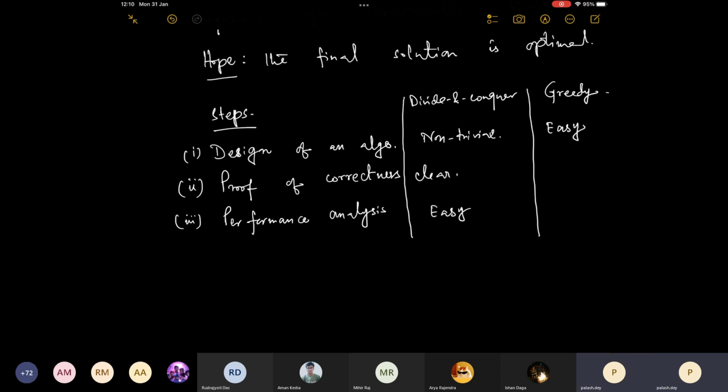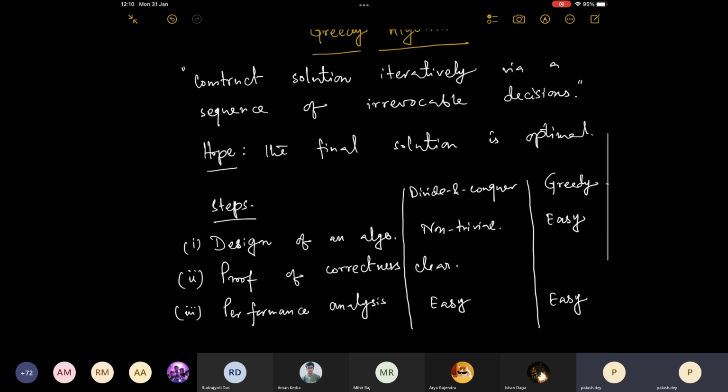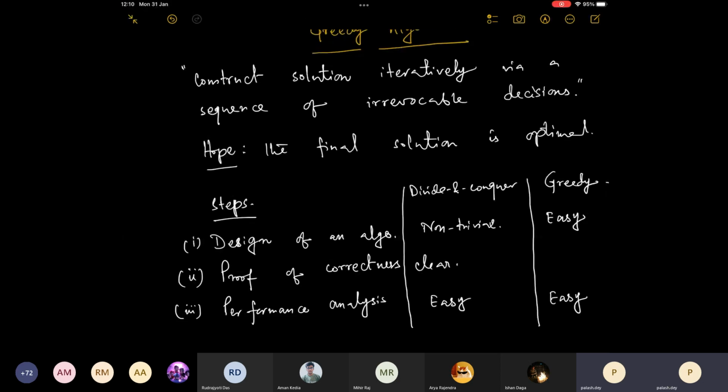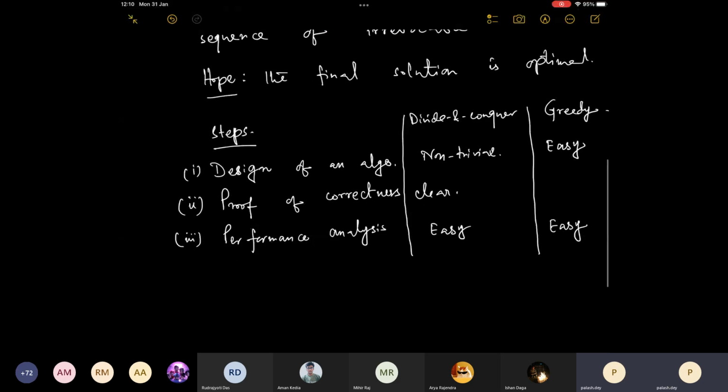Performance analysis is typically very easy. It's an iterative algorithm, and so you need to study the runtime of the for loop or while loop. The only non-triviality is the proof of correctness, as some of you have already asked. How will I know that the decisions at every step that I am taking, which I will never change in future iterations, will lead to an optimal solution? So this is the non-trivial part.